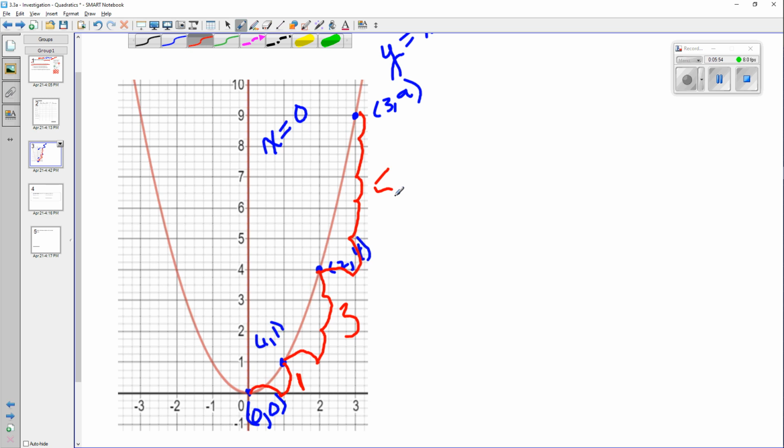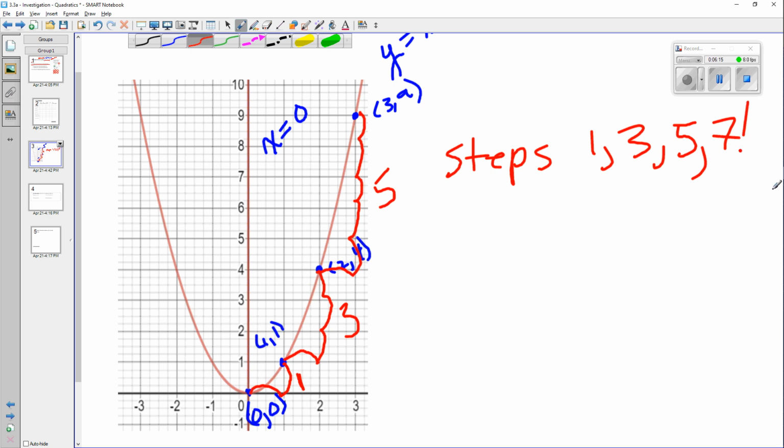And then to get from, say, this point here to this point is 1, 2, 3, 4. Oh, 5. So we're always moving over 1, but when we're moving up on the graph, we have to go in steps of 1, 3, and 5. What do you think the next number would be? I think the next number would actually be 7. So these are the basics for our graph.